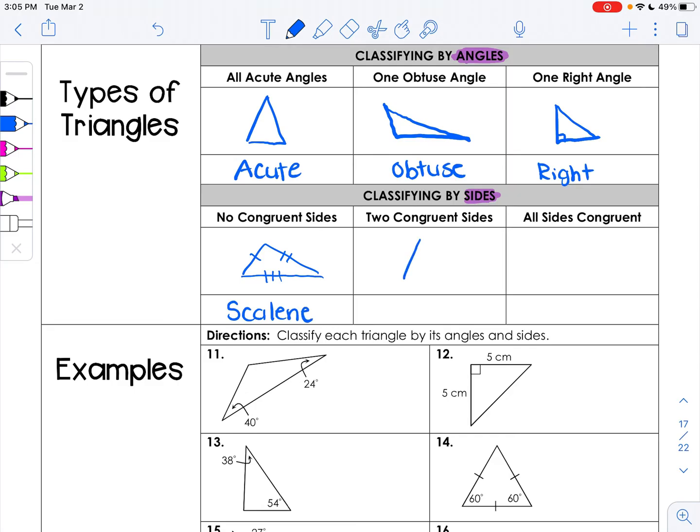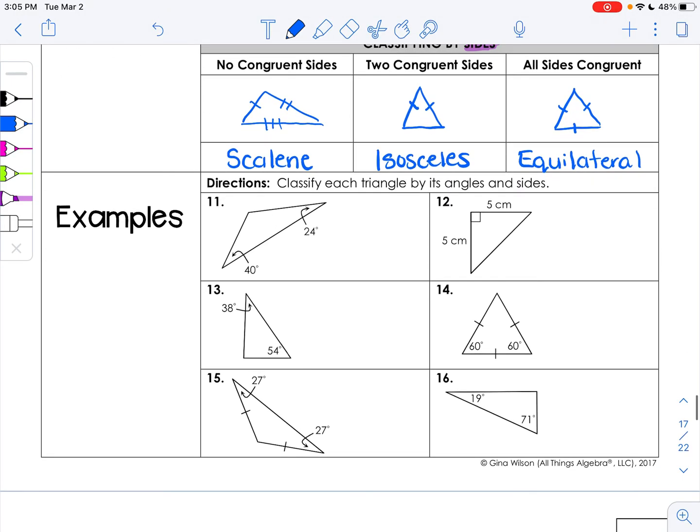Another type of triangle is when two of your sides are congruent. So this side might be the same as that side. We call this type of triangle an isosceles triangle. And lastly, if you have a triangle where all three of your sides are congruent, they're all three the same, that's an equilateral triangle. So let's practice classifying some triangles based on the angles and based on their sides.